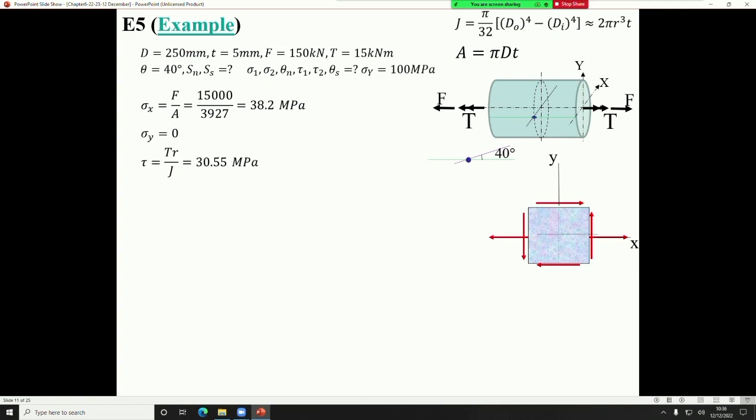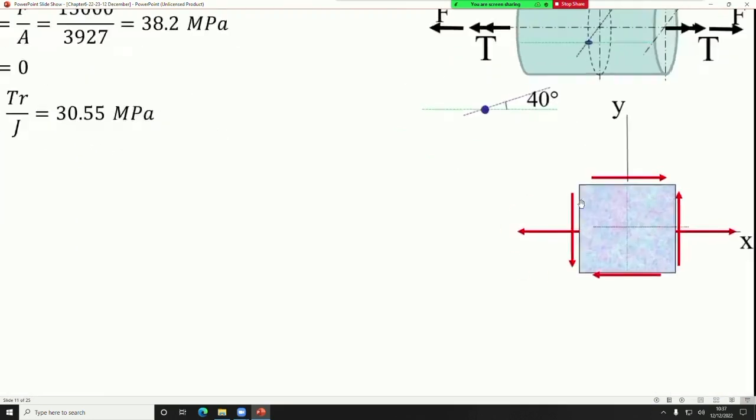Now look at the element. On the element, we've got stress in the x direction. So this is little x, this is little y. I've attached capital X, capital Y. So this point here is the element you see at the moment. So these are the stresses applied at this location. We have no stress in the y direction. We only have a stress in the x direction and shear stresses.